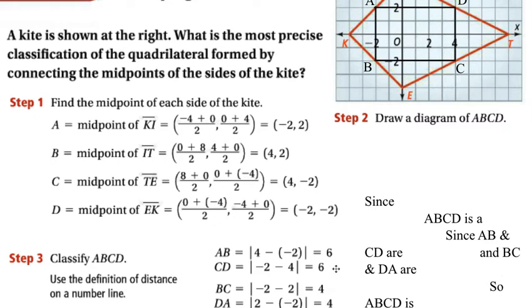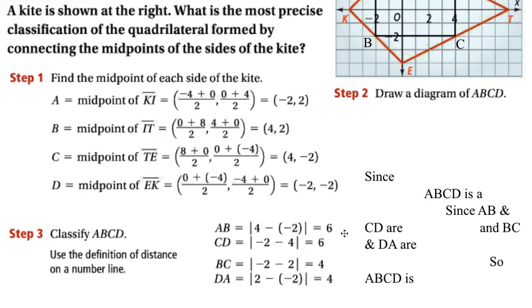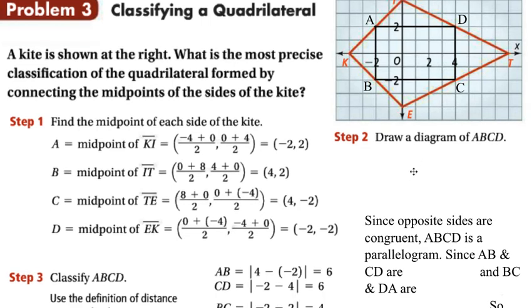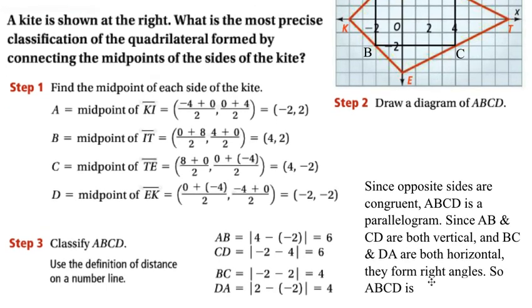So it looks like it could be possibly a rectangle, but maybe not. We have to check out a few more things. So the opposite sides are congruent. AD is congruent to BC, and AB is congruent to DC in length. So we know it's at least a parallelogram. But we also know that AB and CD are both vertical, and BC and AD are both horizontal, which means they form 90-degree angles. So since they're right angles, it's definitely a rectangle.